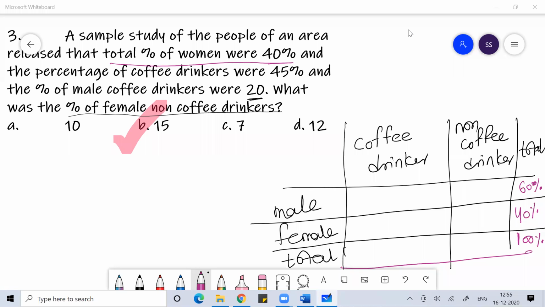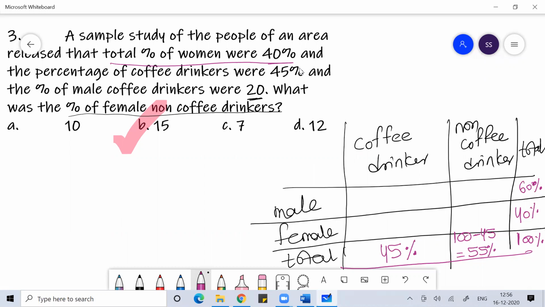So see here, the percentage of coffee drinkers is 45%. So the non-coffee drinkers will be how much? The total is 100, so if coffee drinkers are 45, non-coffee drinkers will be 100 minus 45. Clear, everyone?